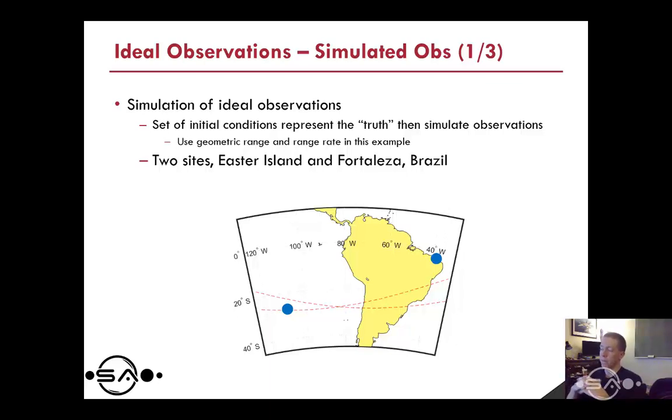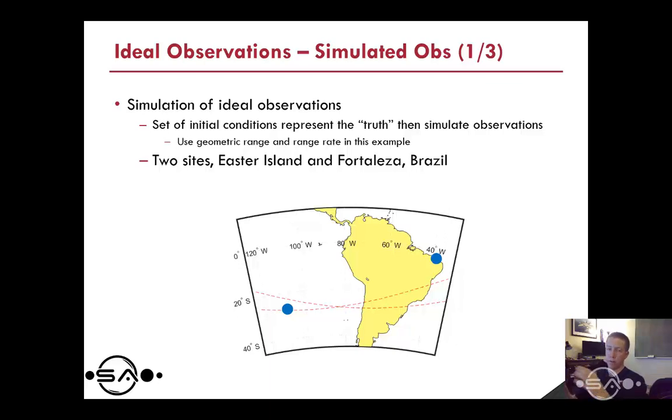So we have some set of initial conditions that, in this case, we consider the truth, and some perturbed conditions, which are our observations. Using geometric range and range rate, we're going to use our two sites, Easter Island and Fortaleza, Brazil. Obviously, Fortaleza, Brazil is on the right-hand side, or more easterly than Easter Island.